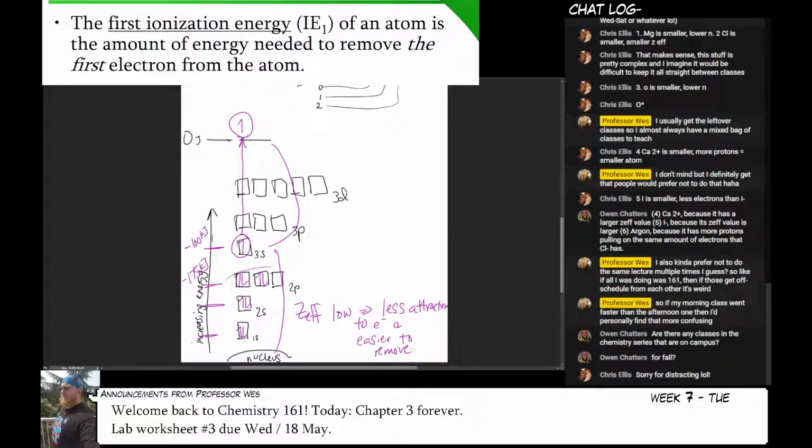So the takeaway here is that ionization energy depends on n and Z effective, and bigger n makes it easier, lower ionization energy, and smaller Z effective makes lower ionization energy as well. So it's sort of like we're inverting radius.